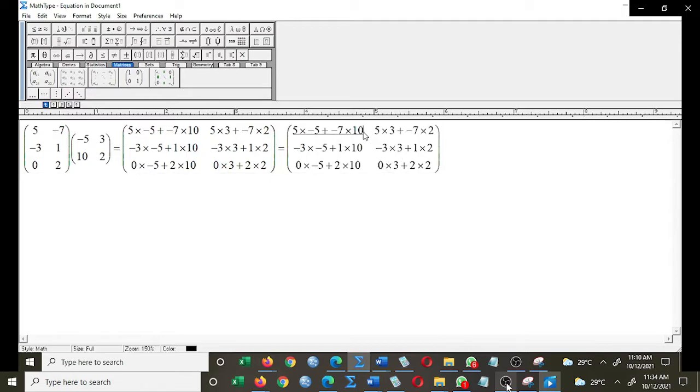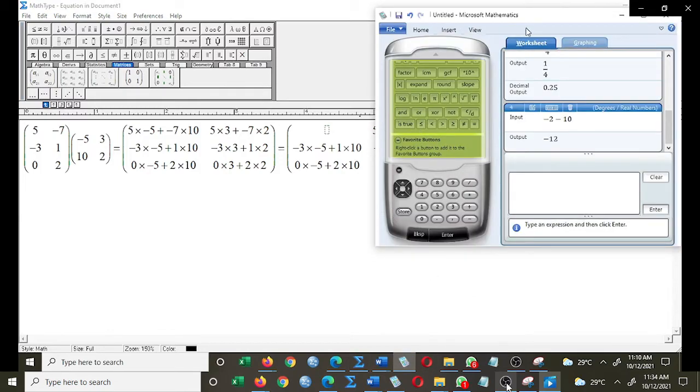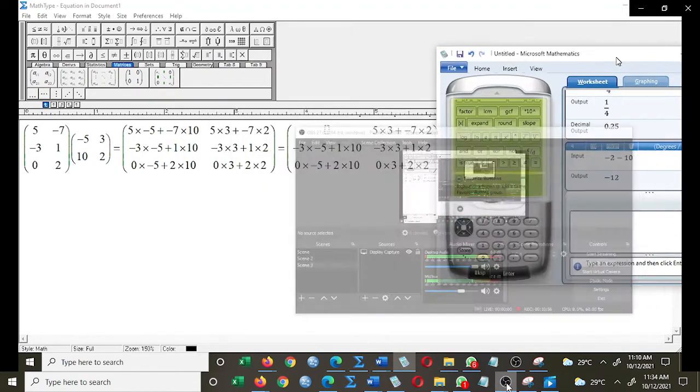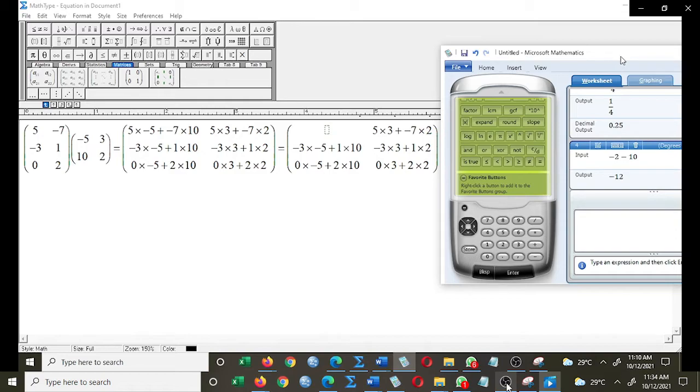We use 0 times 5 and 0 times 10? No, we use each element one time in a calculation. You cannot repeat an element in the same calculation. When you're doing the product and sum, you cannot repeat the same element again.